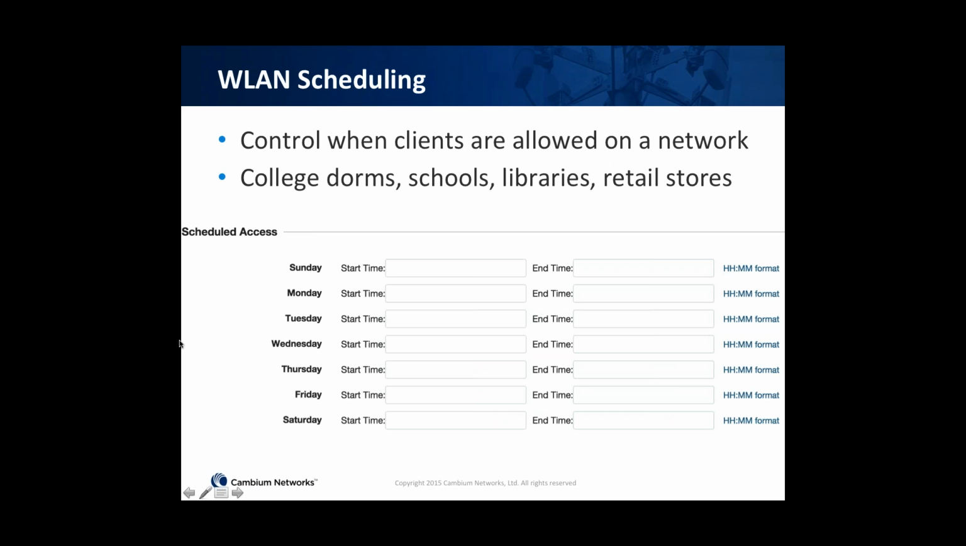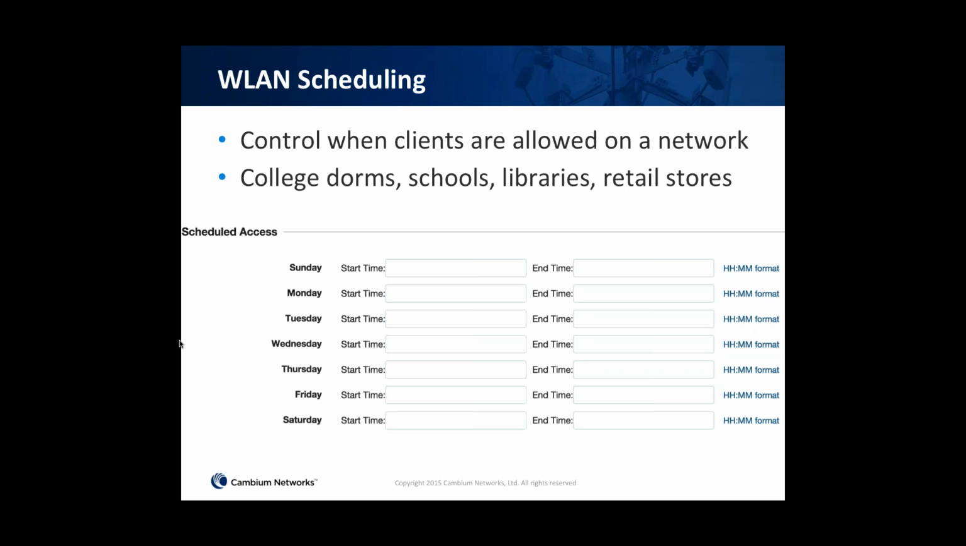WLAN scheduling is a feature that allows you to configure certain start and end times for a wireless LAN. This is useful for cases like schools, libraries, or even retail stores, where they may want to provide access only during certain hours of the day. So a retail store may want to have its Wi-Fi operating only during the store operating hours. Libraries or schools might have fixed hours again.